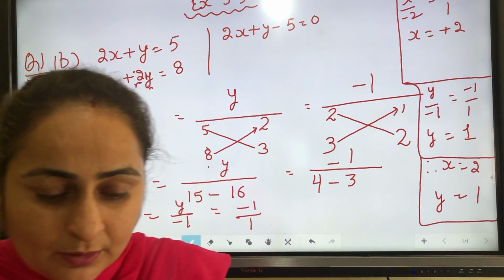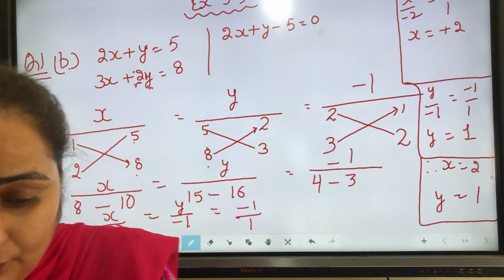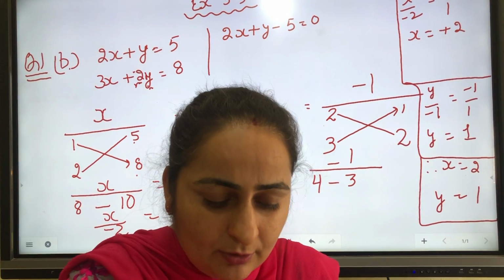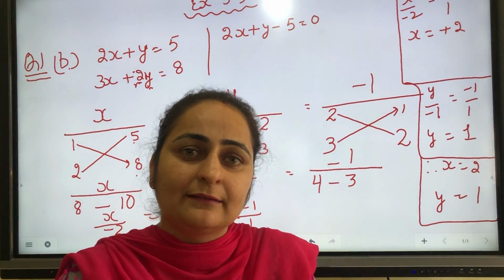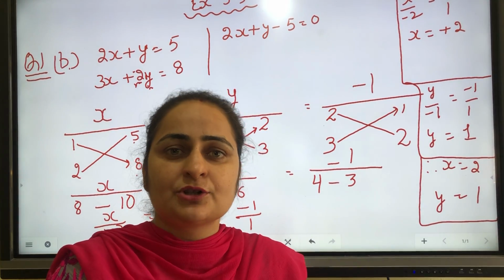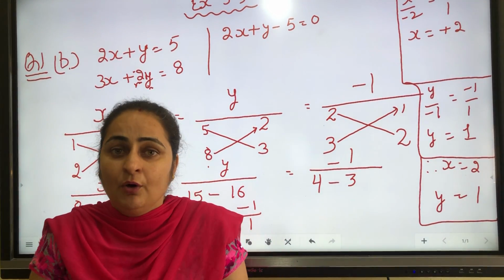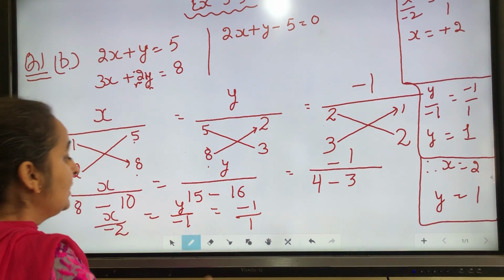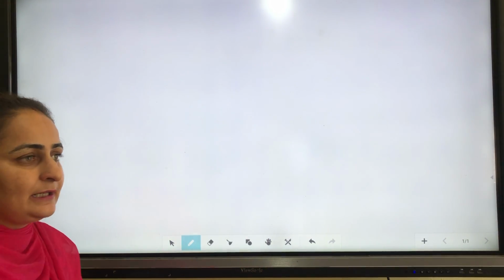Now, one more type: in the question it is already given that the solution is unique, or the solution is infinite, or there is no solution. For such type of questions, you have to use the condition and then find the value of any unknown variable.